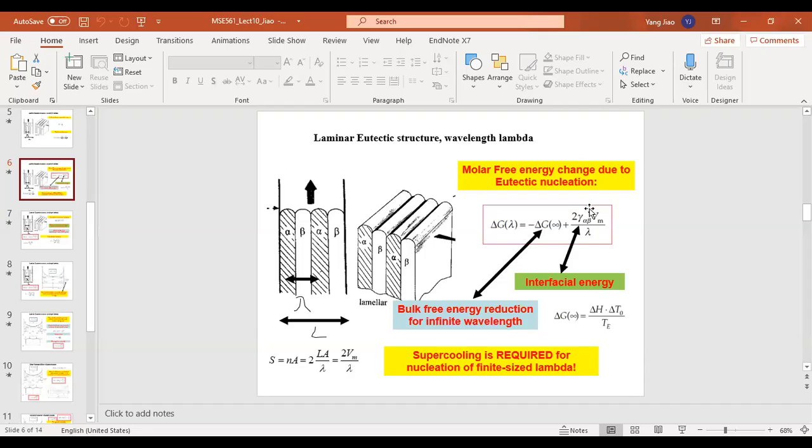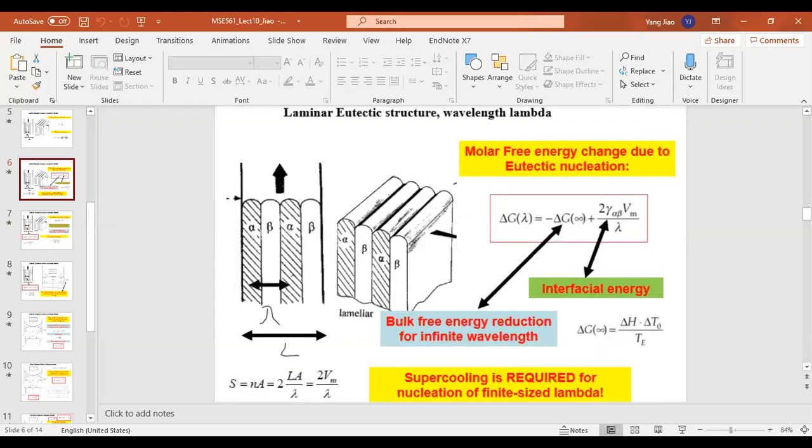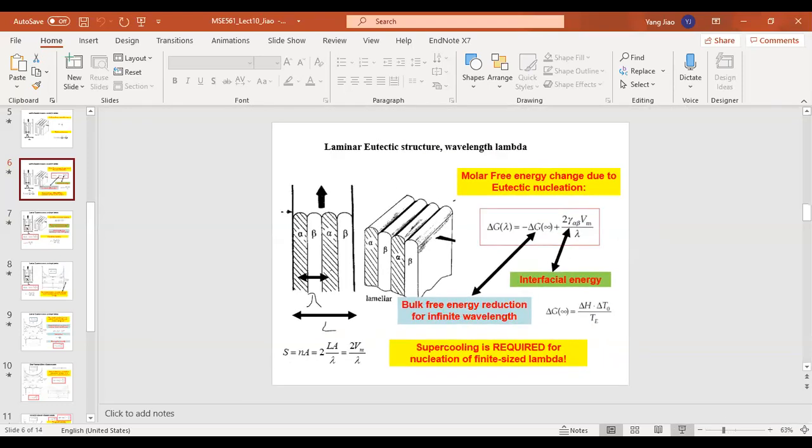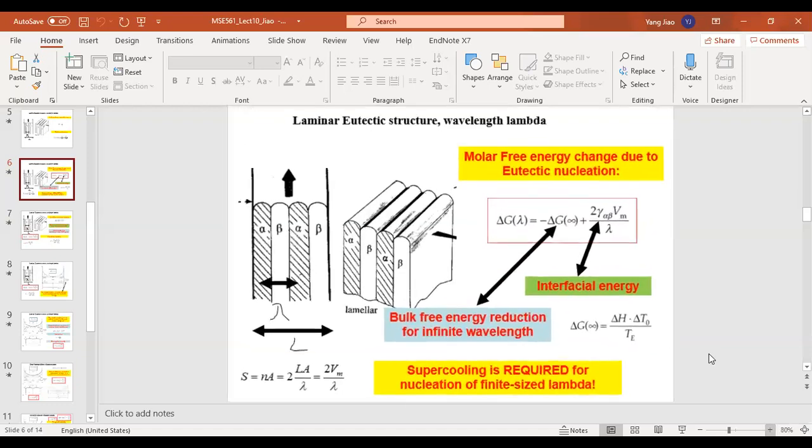Okay, so in this lecture, we'll continue our discussion on eutectic transformation, mainly focused on the growth part of the eutectic nucleus, which is, you can imagine, a small nucleus composed of these alternating alpha and beta laminar structures. So in the last lecture, I think we mainly focused on the nucleation processes, right?